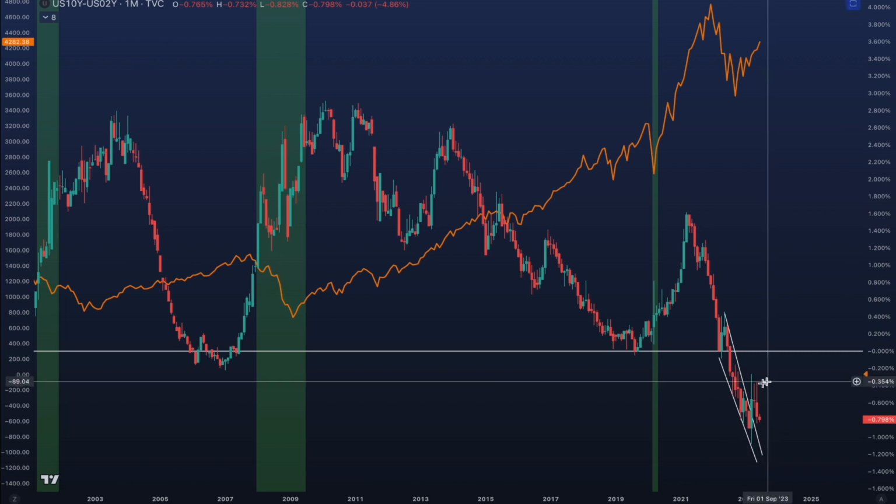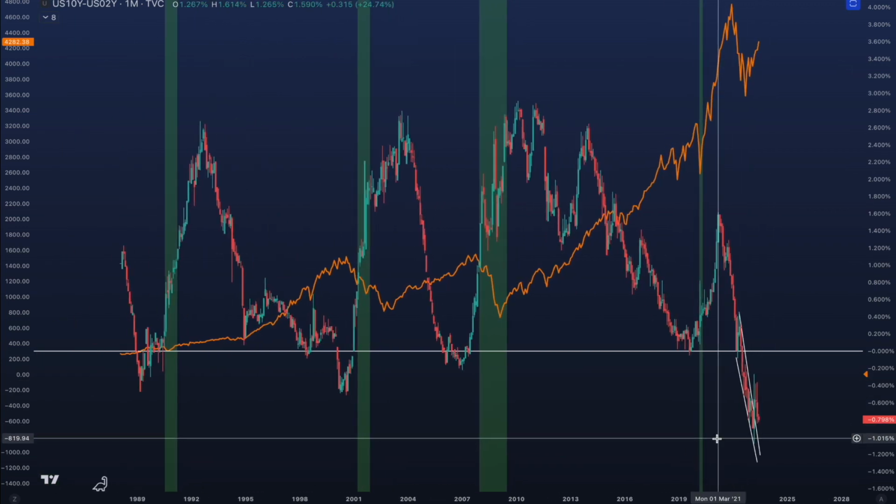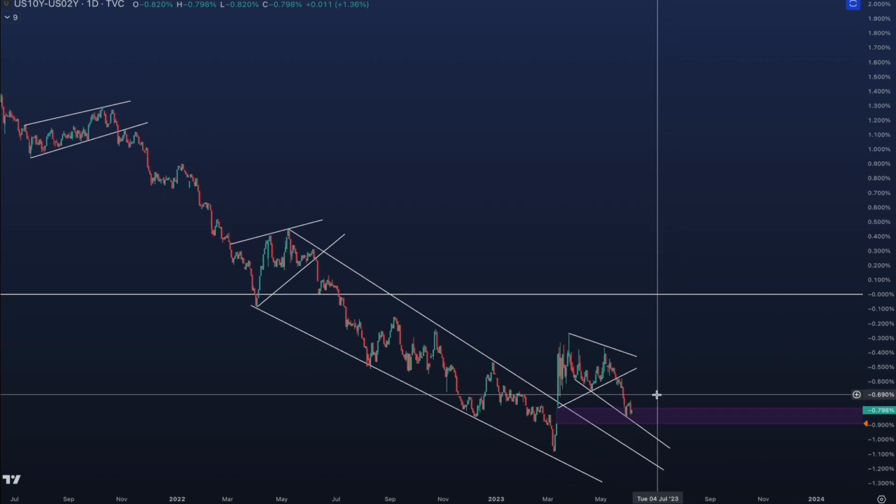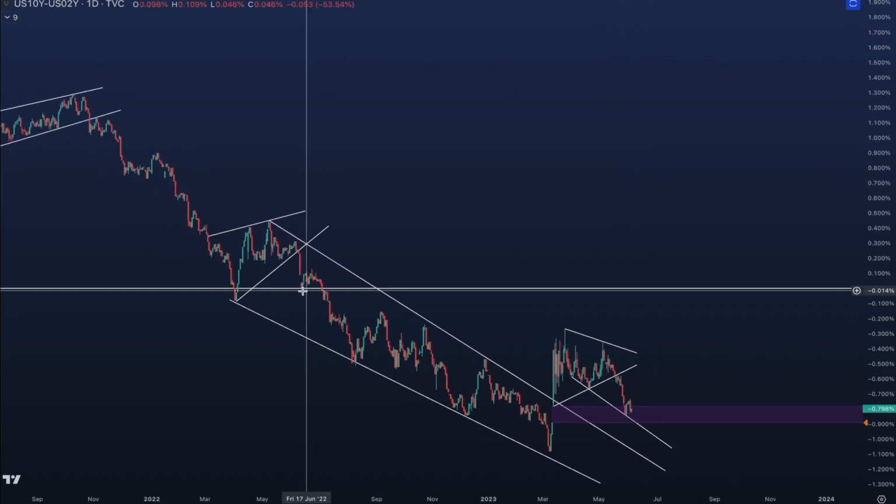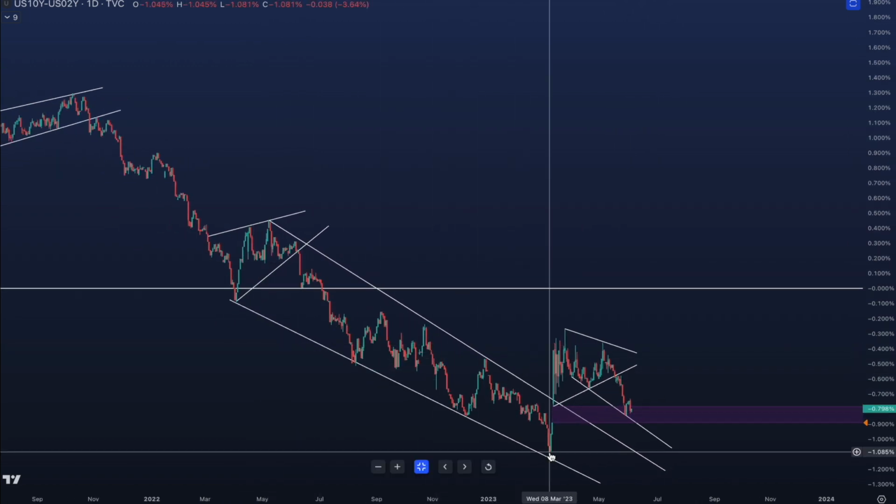This is a huge inversion we're currently finding ourselves in. And we're switching back now to a daily chart. Notice this channel here. It bottomed here in March of 2023 and it started to tighten up here. All of a sudden we broke out from this channel.